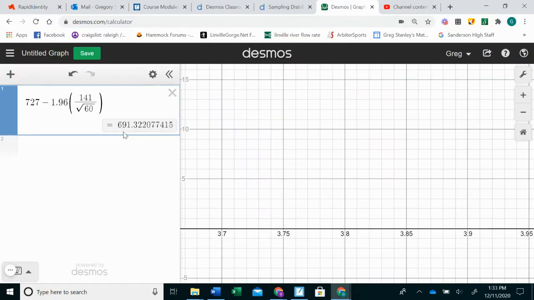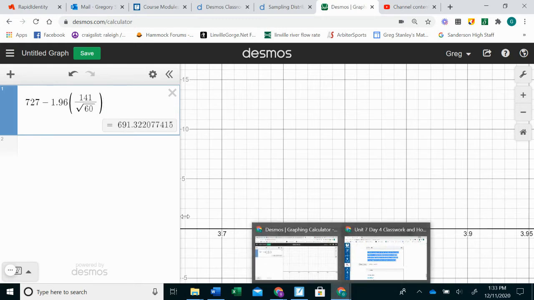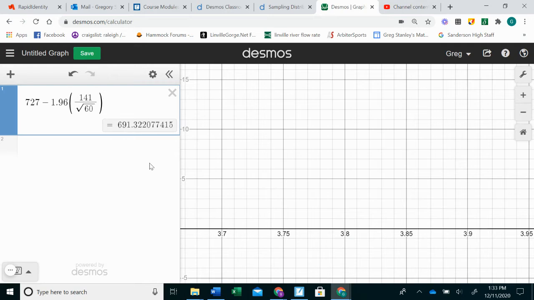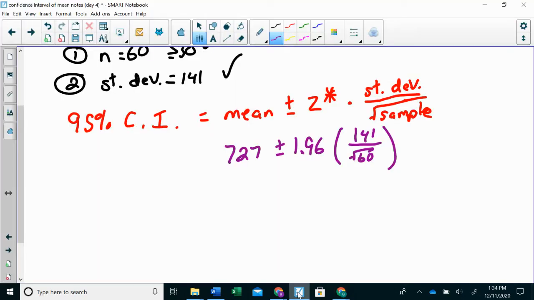So I feel good that I did type that in correctly. That gives me this lower limit number of 691.32. And the reason that I'm just going 0.32, because we're dealing with money, and our money only goes to two decimal numbers. So the lower limit number is 691.32.